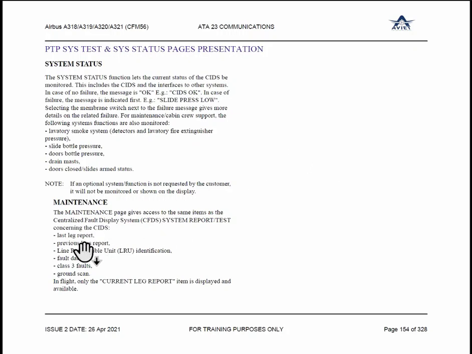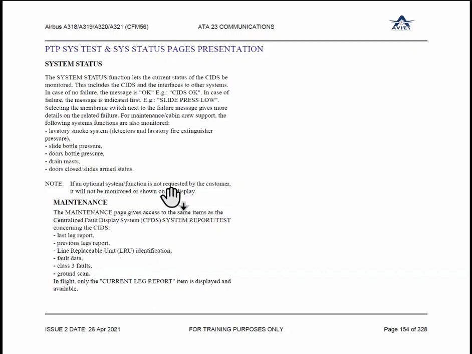You can, like MCDU, monitor the following system functions for the maintenance crew, provided you have them. If you have them means if you have selected them in your configuration. Like the slide bottle pressure, you can check from here. Door bottle pressure status, you can check here. Drain mast, you can check here. Doors closed, or slides armed or disarmed, you can check here.